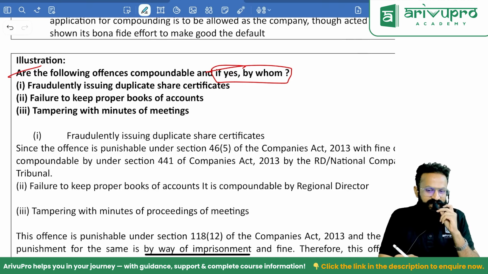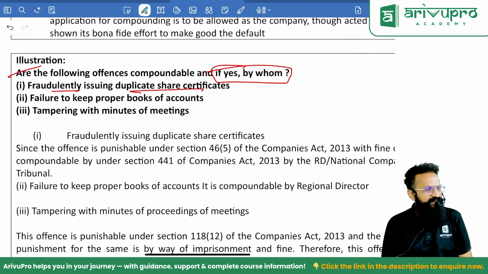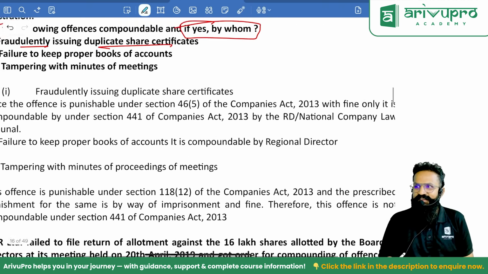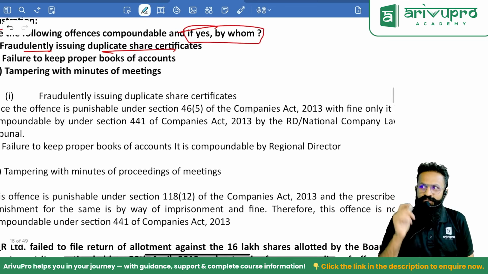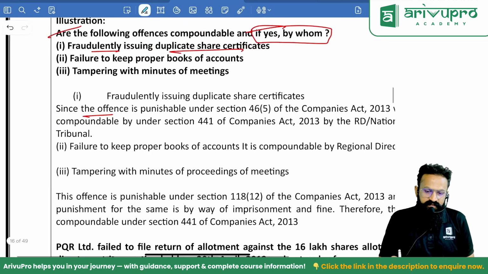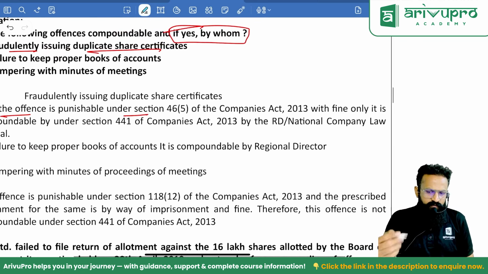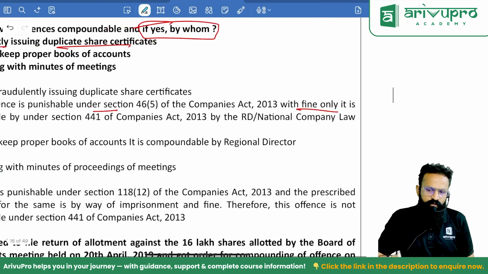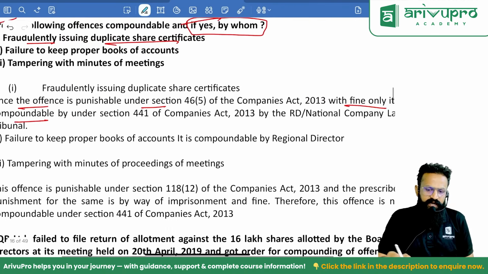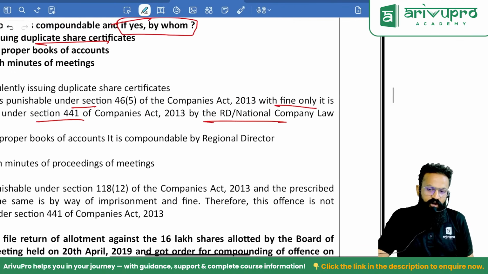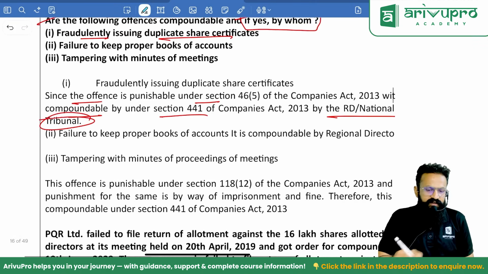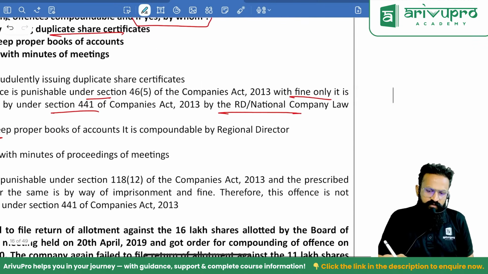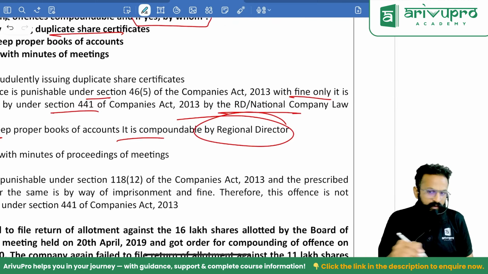Fraudulently issuing duplicate share certificates. So see, they are telling you fraudulently issuing. Since the offence is punishable under section 46(5) with fine only, it is compoundable under section 400 by RD or NCLT. Failure to keep proper books of accounts, it is compoundable by RD. Why here RD or NCLT? Why here RD?